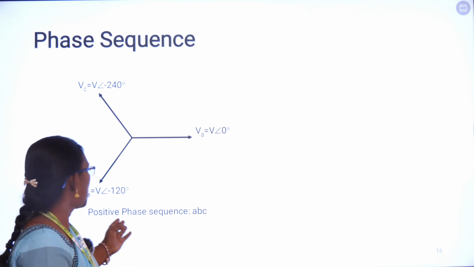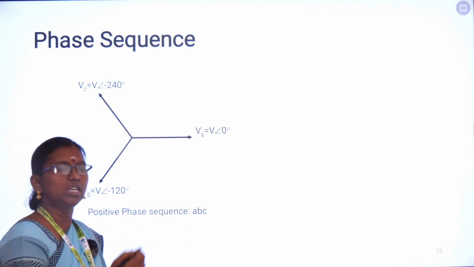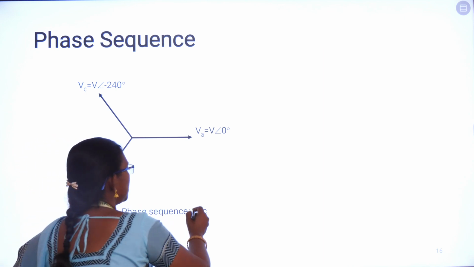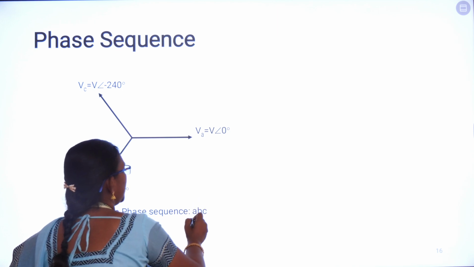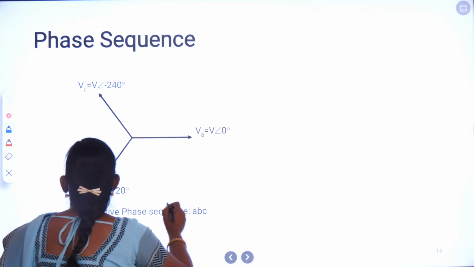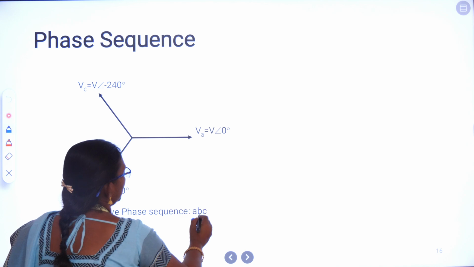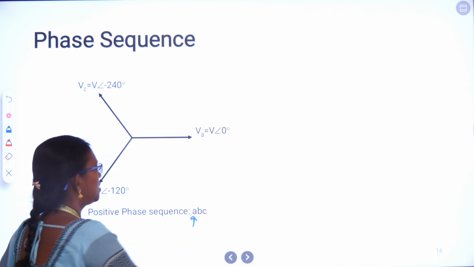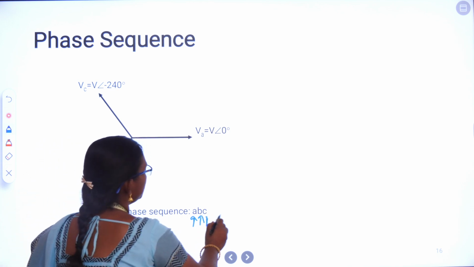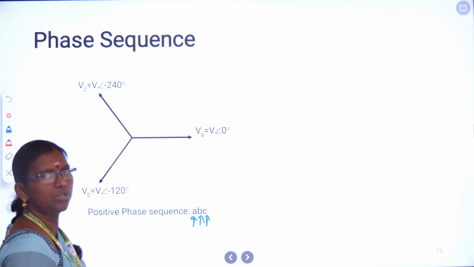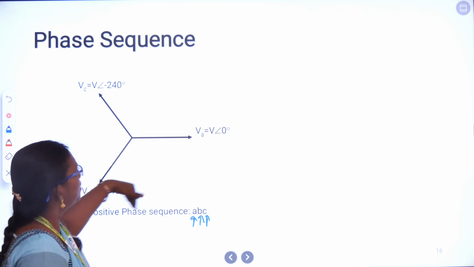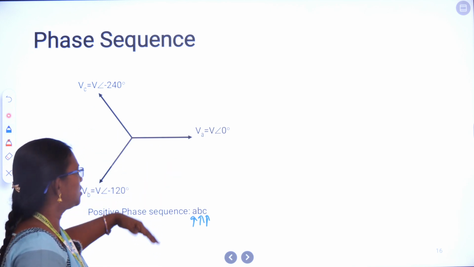Okay, so this is the positive phase sequence. Since I have represented with ABC in the other slides, I am going to represent A phase reaching its peak first. A phase is reaching its peak first, B phase is reaching its peak next, and C phase is reaching its peak next. So this is the order in which the respective voltages reach their peak. So here this is the way of representing a positive phase sequence.